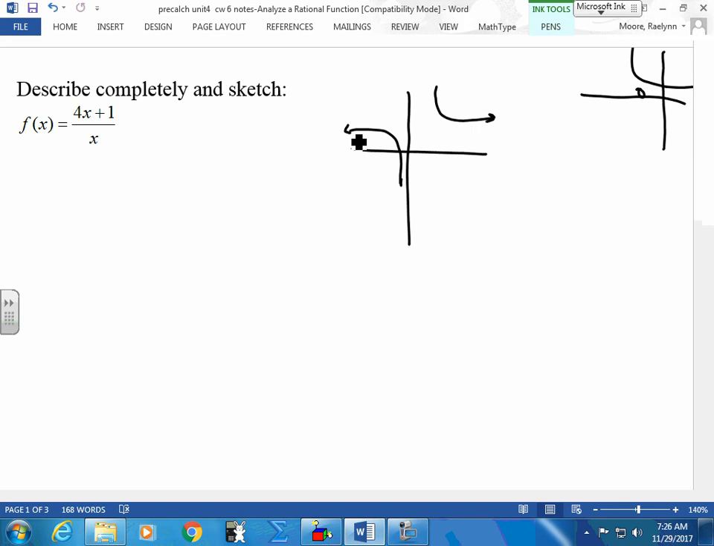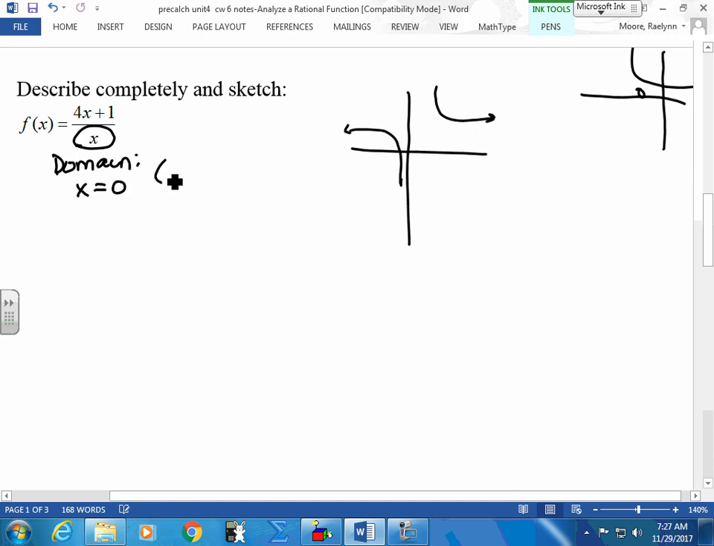So let's start with your domain restrictions. Always do this first. Domain restriction. I can't have a 0 in my denominator. So therefore, I have to remove this 0 from my domain. So my domain says I can use anything but the 0. That's why there's that break there. There's a break in that because I'm not allowed to use a 0.